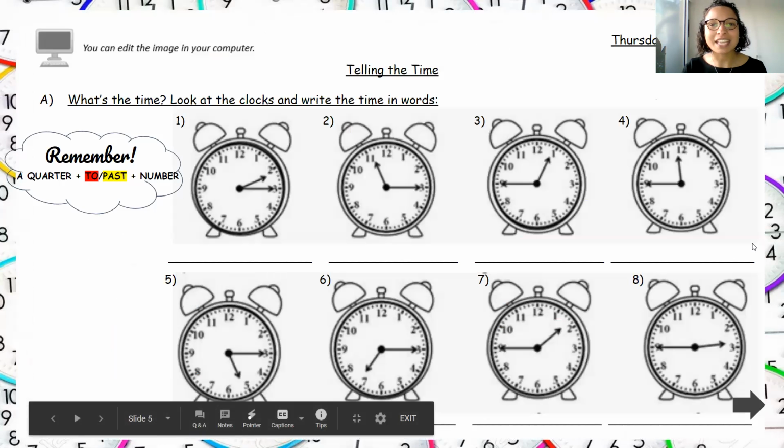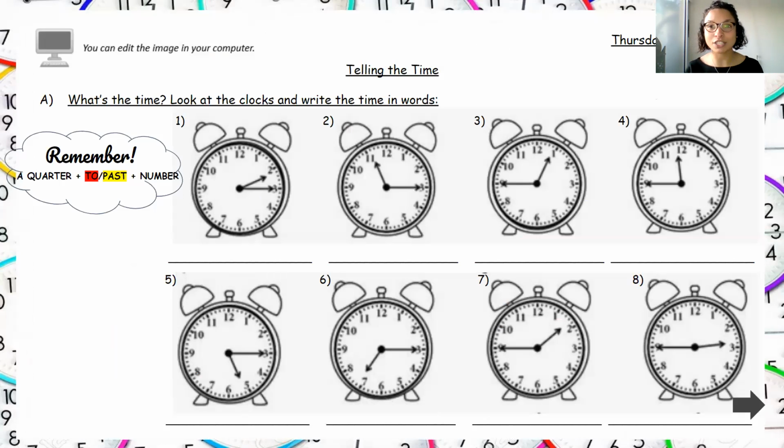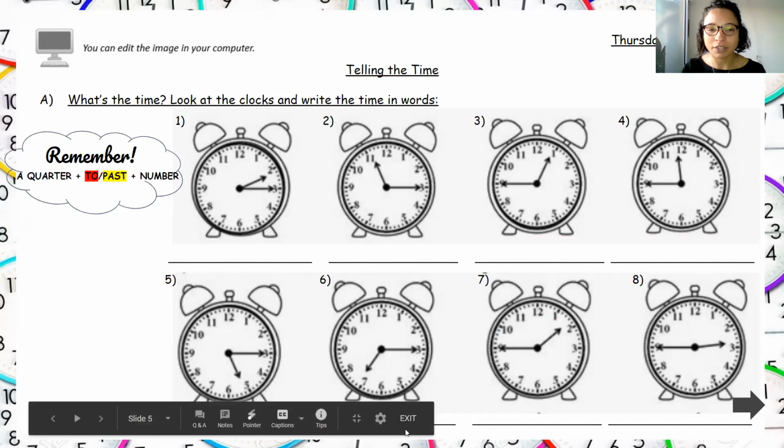Good. Okay, so here we have got today's work. What's the time? Look at the clocks and write the time in words, okay? Remember to start with it is. I included the little cloud here to remember that you have to start with a quarter, then past or to, and then the number. Let's do number 1, so you have it done already. Let's take a look at number 1. Good. So let's start. I'll start right here, so you have it written down and it's easier for you.